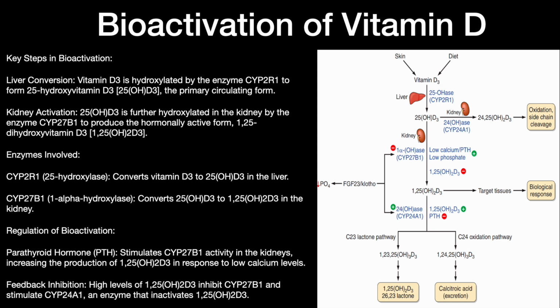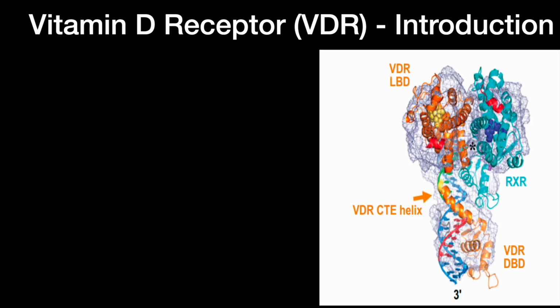And next we have the feedback inhibition, where high levels of this active form inhibit its own enzyme and stimulate the other pathway, that is the 24-hydroxylation, which produces the inactive one. And finally you have these two methods of breakdown which are excreted. The next is the vitamin D receptor.